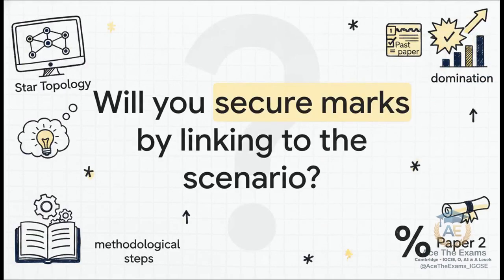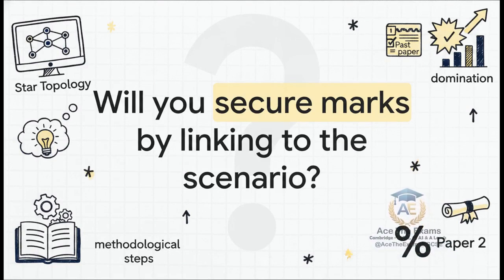Which brings us to the end of our explainer, and I want to leave you with one final question. Will you fall into the trap of generic answers, or will you secure those massive method marks by linking every theoretical concept to the specific exam scenario? You now have the frameworks, the methodological steps, and the inside examiner insights to capture that crucial 15% of Paper 2 dedicated to star topology. Take these evidence-based strategies, apply them to your next set of past papers, and watch your final grade reflect your true potential.